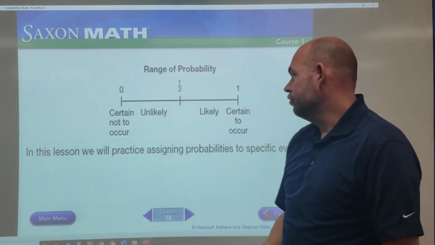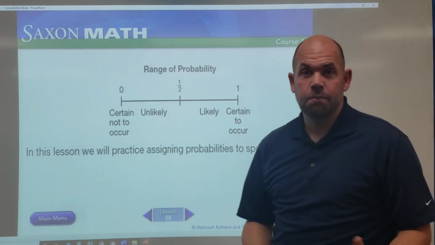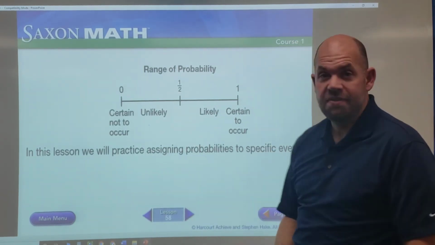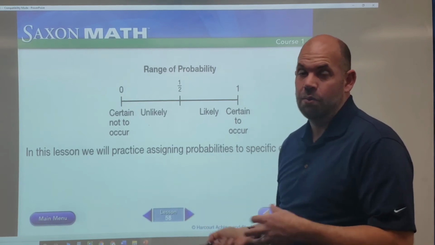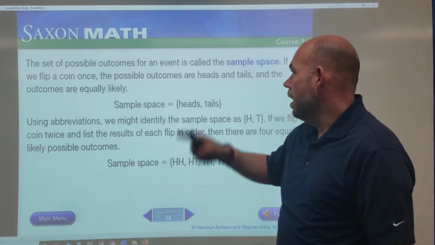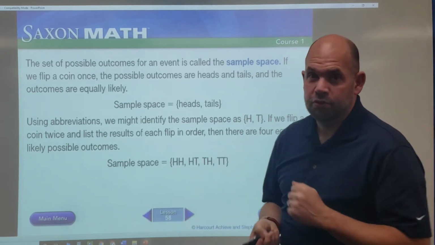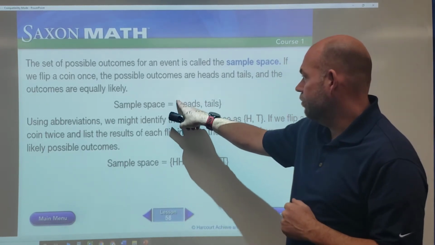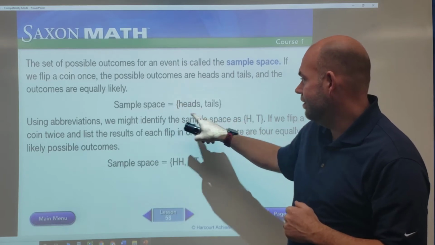So in this lesson we're going to practice assigning different probabilities to specific events. So this is the new thing. We haven't really applied these probabilities to specific events. The set of outcomes is called a sample space. And we're going to write sample space with these curly braces.